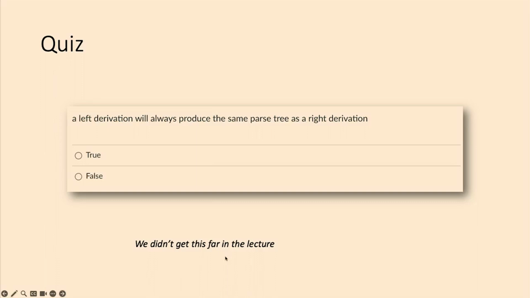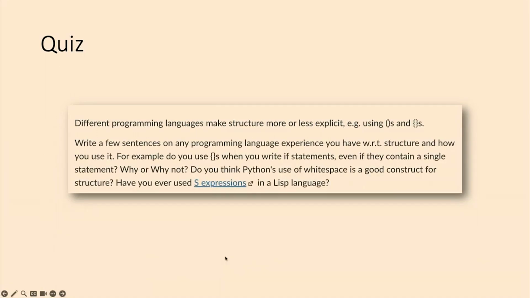These slides are from last year when we were moving a bit slower. Okay, and this sort of, again, builds off of what Cameron was saying. Different programming languages make structure more or less explicit. Some of them have parentheses, some of them have braces. Python has white space.